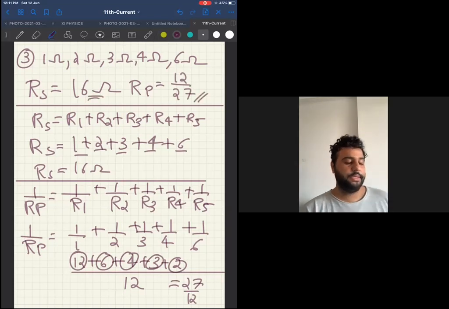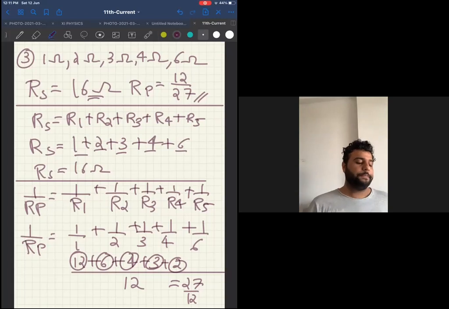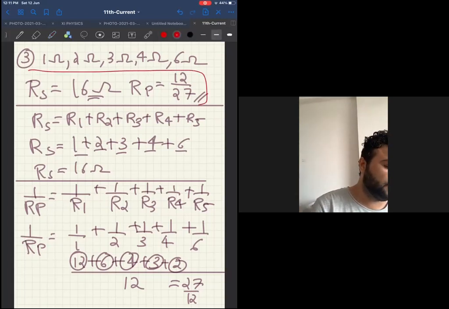RS is equal to 16 and RP is equal to 12 by 27. Now tell me whether you have got this as the right answer. Tell me how many of you got this answer correct. Both RS as well as RP. Both answers correct means these two answers have to be correct.